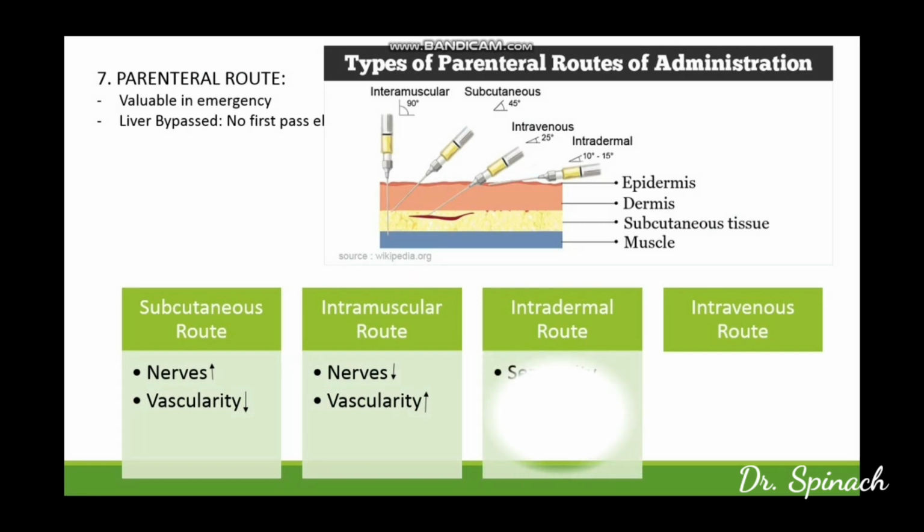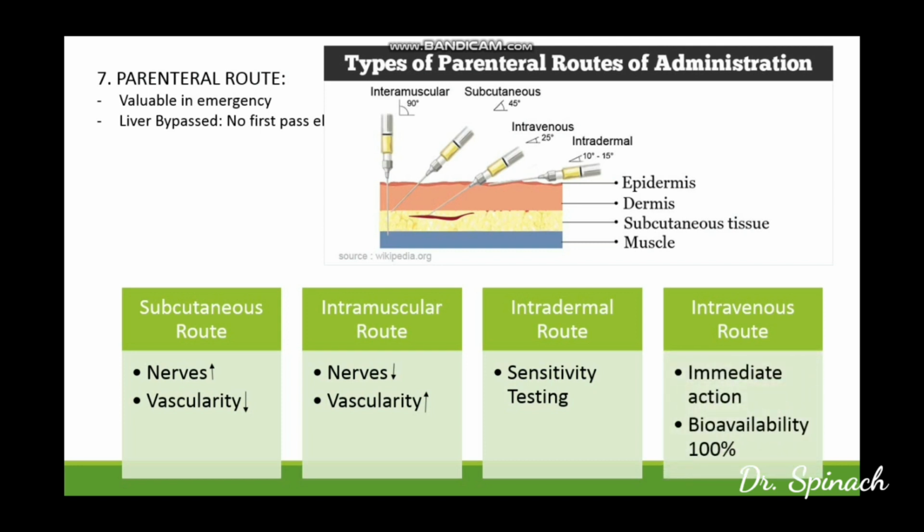The last one is intradermal route. This route is employed for very specific purposes, the examples of which are BCG vaccination or sensitivity testing. Keep smiling because the last one is the intravenous route. The drug is injected in one of the superficial veins and hence it reaches directly into the bloodstream and effects are produced immediately. So the bioavailability of the drug is 100% in intravenous route, and this is very important.